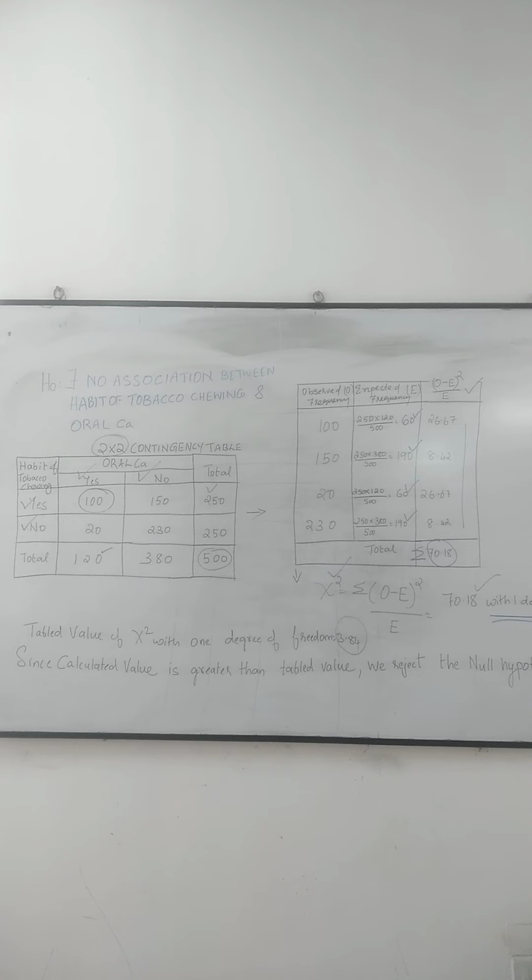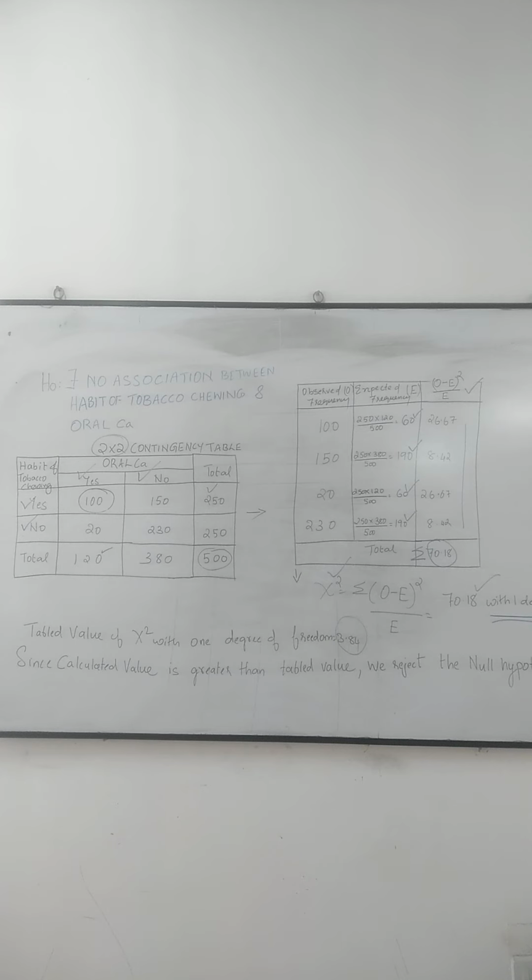Now our question is whether we accept or reject the null hypothesis. Always, as we mentioned in the Student's t-test also, if the calculated value is greater than the table value, we reject the null hypothesis. That is the rule. Here we can see that the calculated value is much greater than the table value. The calculated value is 70.18, but the table value is only 3.84 at 5% significance level. So since the calculated value is greater than the table value, we reject the null hypothesis.